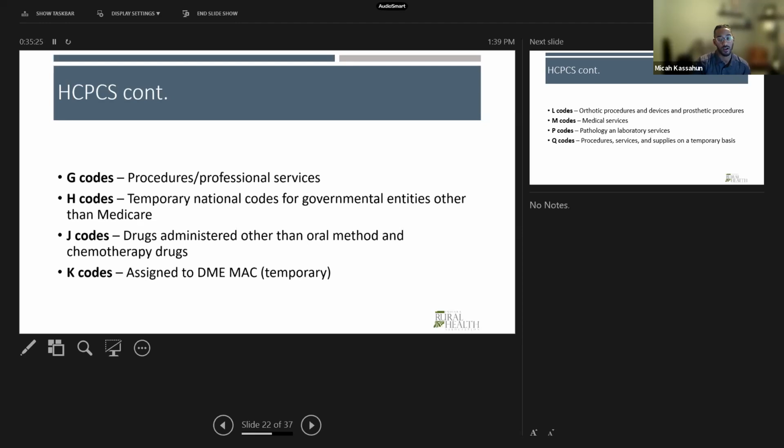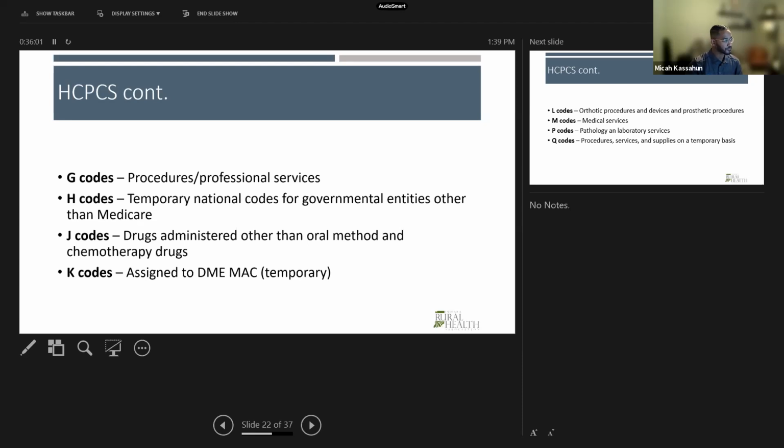So when we look at rural health, G codes and J codes will be most important. For G codes, if you're looking at rural health, we know that telehealth is huge. It helps run and push things forward within rural health. So telehealth naturally fits within procedures and professional services. And then J codes, when we're dealing with the opioid crisis, that's when we talk about drugs administered, other than oral method or chemotherapy. So the greatest takeaway is G codes and J codes, they will be your best friend in regards to HCPCS coding.